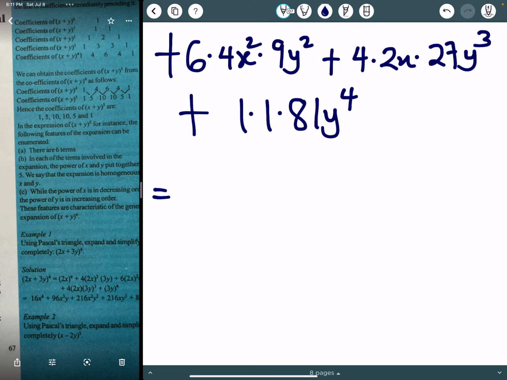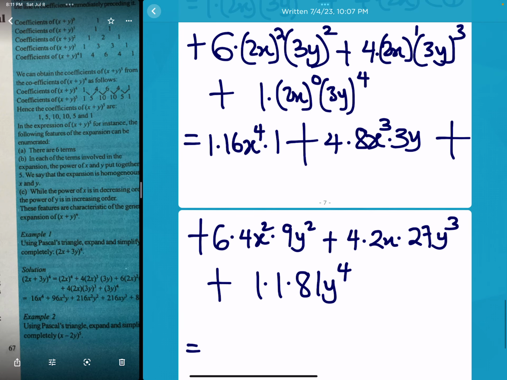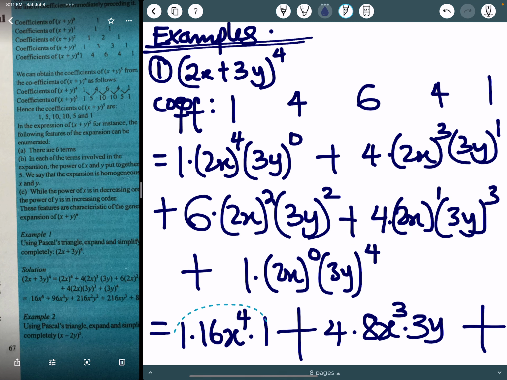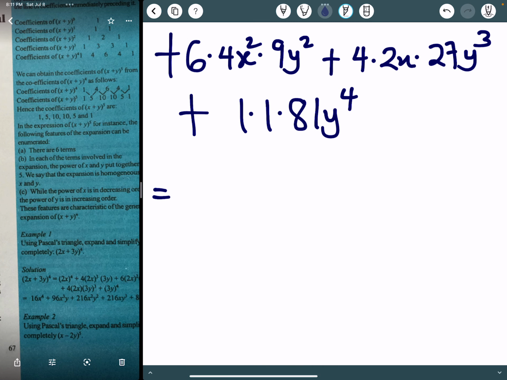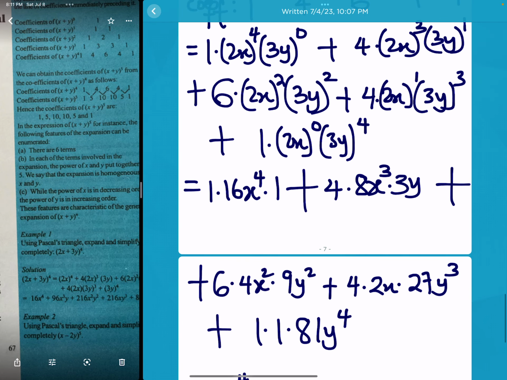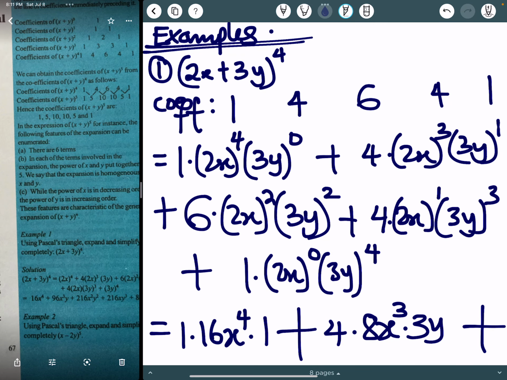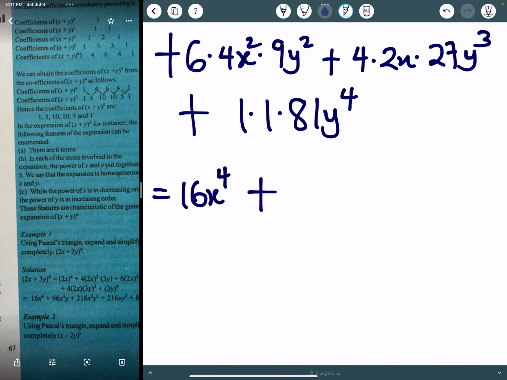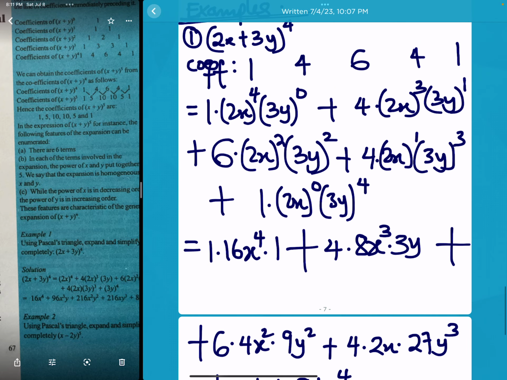Let's now put our answers together. My first term is here, 16x raised to power 4. So that term is 16x raised to power 4, plus my second term is here. I'm going to simplify it now. My second term is 4 times 8, 32. 32 times 3, that's 96x cubed y. So my second term is 96x cubed y.